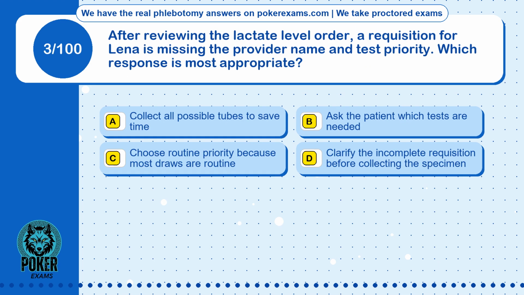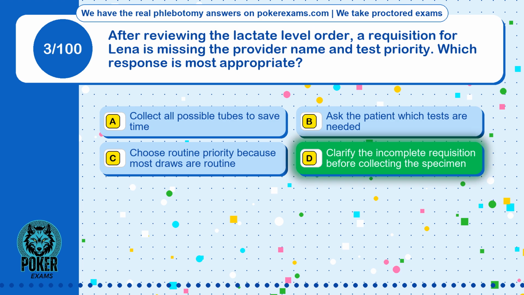Question 3. After reviewing the lactate level order, a requisition for Lena is missing the provider name and test priority. Which response is most appropriate? Option A. Collect all possible tubes to save time. Option B. Ask the patient which tests are needed. Option C. Choose routine priority because most draws are routine. Option D. Clarify the incomplete requisition before collecting the specimen.